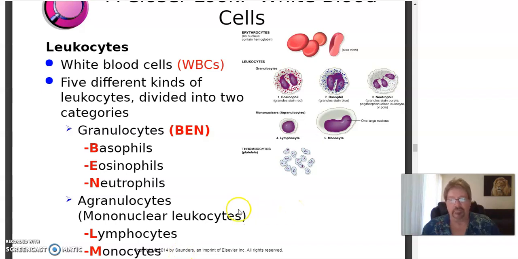Now, the reason they're classified as granulocytes or agranulocytes is the 3 granulocytes look granular when you look at them under the microscope. The most common are neutrophils by far. They fight bacterial infections. What do neutrophils do? They fight bacterial infections. The next most common are lymphocytes. Lymphocytes fight viral infections like COVID-19. The other 3 have other functions, and they're less. There's a very small number of eosinophils and basophils.